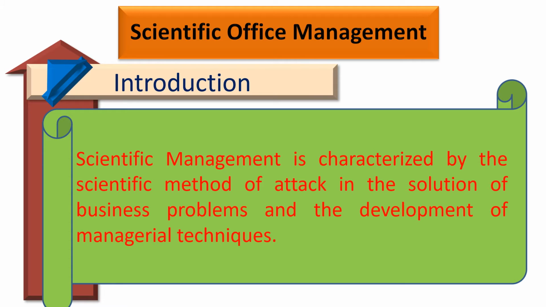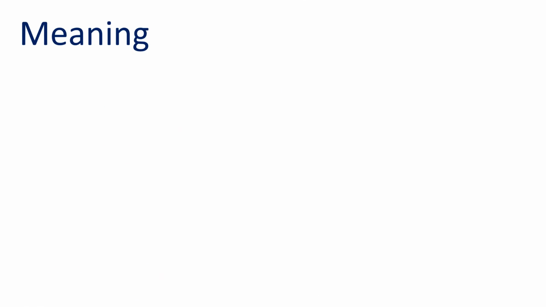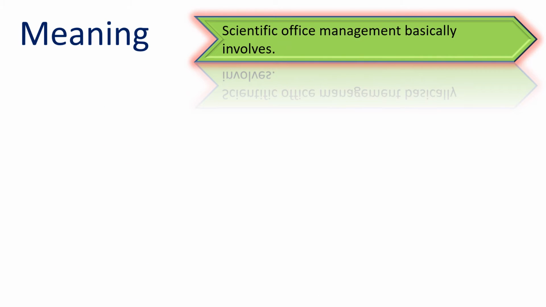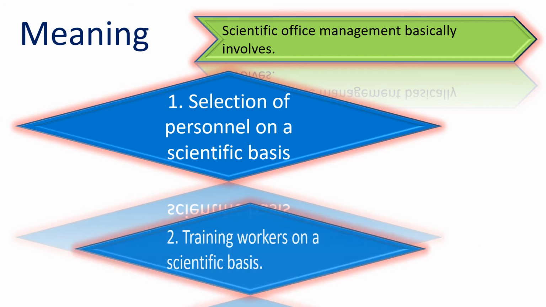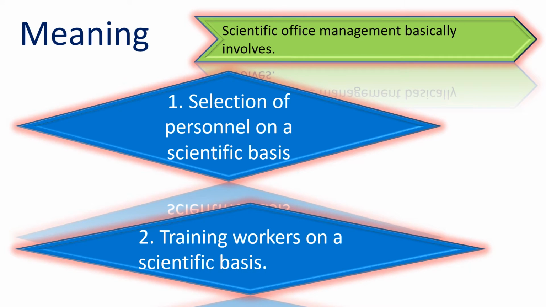The job specifications, job evaluation, motion study, and time study in the program evaluation review technique. Scientific office management basically involves 2 points. The first is selection of personnel on a scientific basis.